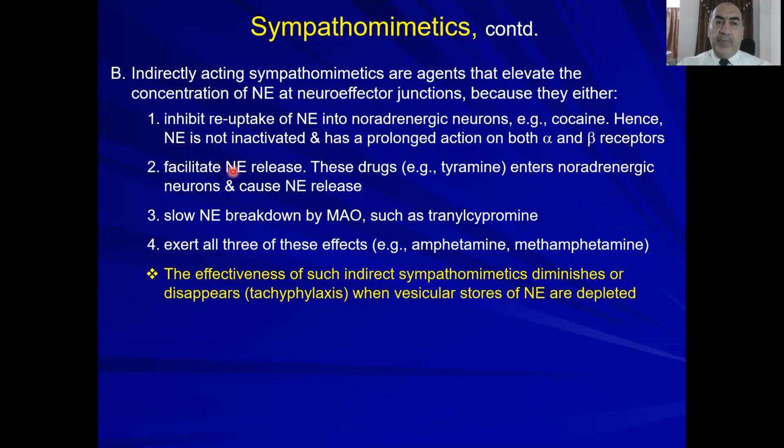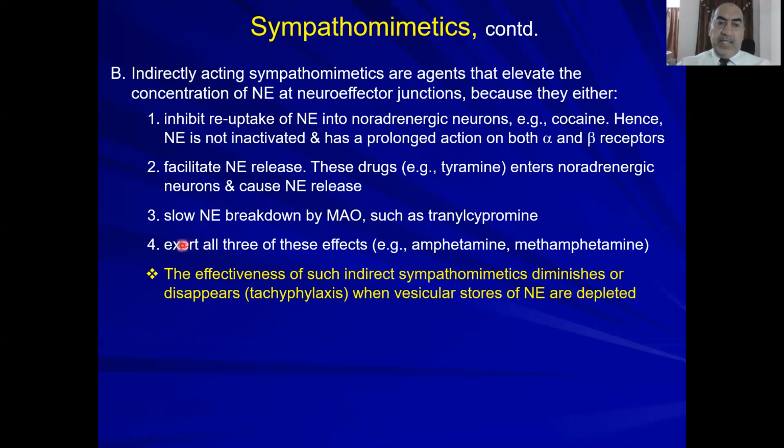Or they facilitate norepinephrine release. The first prevents reuptake, so it does not go back to the nerve ending, but this one facilitates the release of the neurotransmitter norepinephrine. These drugs, such as tyramine, enter noradrenergic neurons and cause norepinephrine release. Tyramine, by the way, is present naturally in cheese, specifically aged cheese. Or they slow norepinephrine breakdown by MAO, such as the MAO inhibitors, including phenelzine, which is used in the treatment of depression.